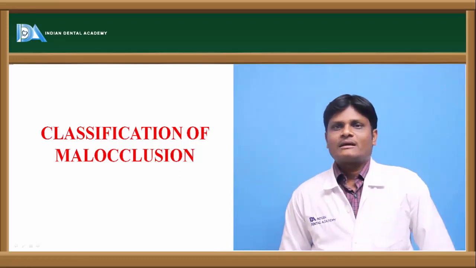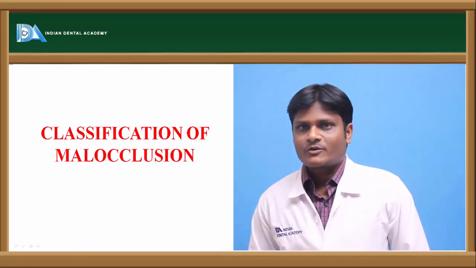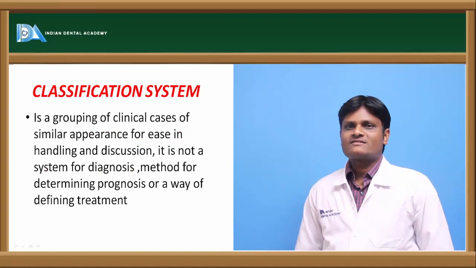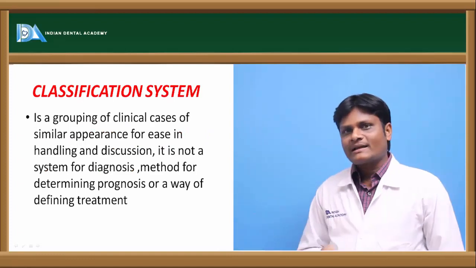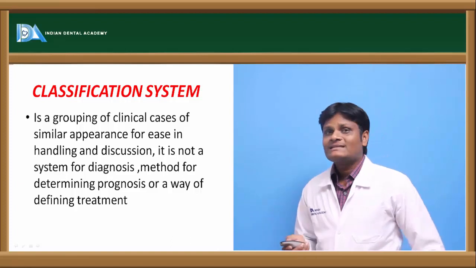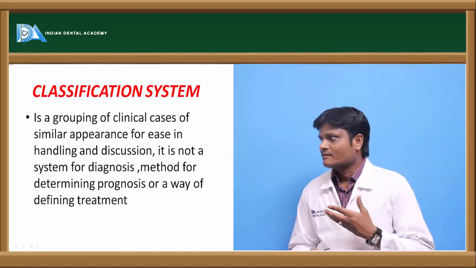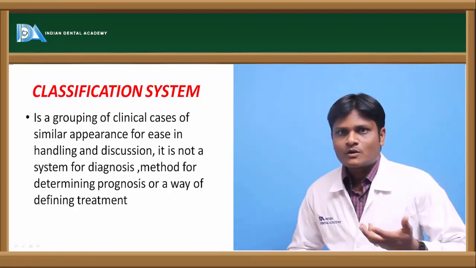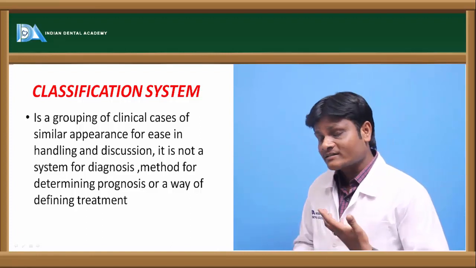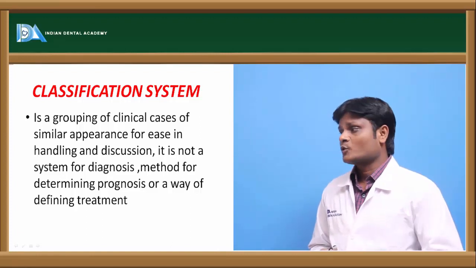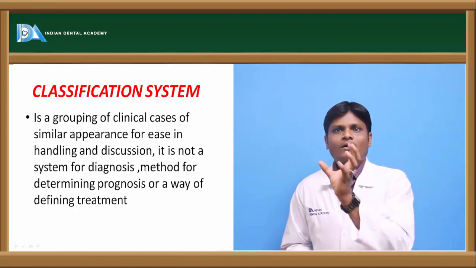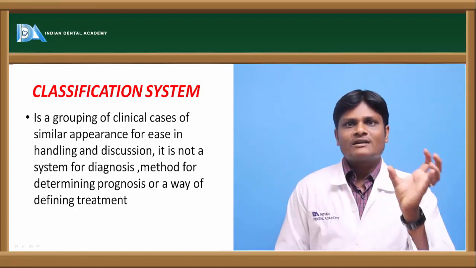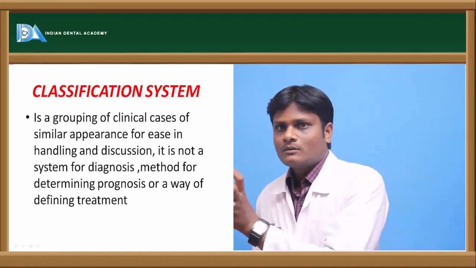Today we are going to discuss the classification of malocclusion. What is a classification system? It's nothing but grouping of clinical cases of similar appearance for ease in handling and discussion. It is not a system of diagnosis, nor a system of determining the prognosis or a way of defining the treatment. It's just grouping all the clinical cases of particular characteristics into one specific group.